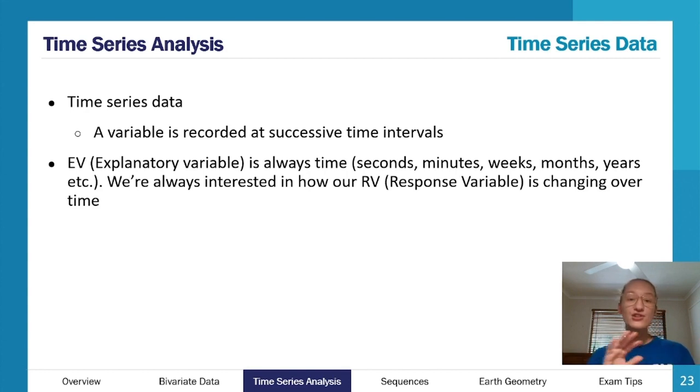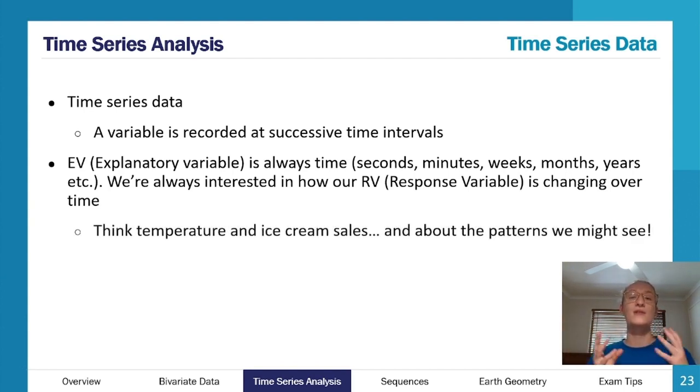So we could look at temperature over the week. We could look at TV sales over the week. We could look at temperature over the year. There are all of these different things that we could look at and how they change over time. With bivariate data, our EV and our RV, our explanatory variable and our response variable, could be a massive number of different things. Here our response variable can still be anything that we're looking at, but the different thing is it must be looking at how it changes over time. So our explanatory variable must always be some measure of time: seconds, minutes, weeks, months, years, decades, any measure of time. We're always interested in how our response variable is changing.